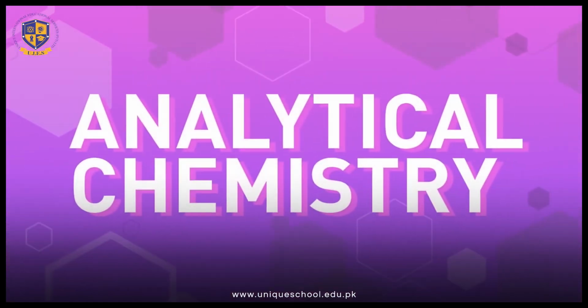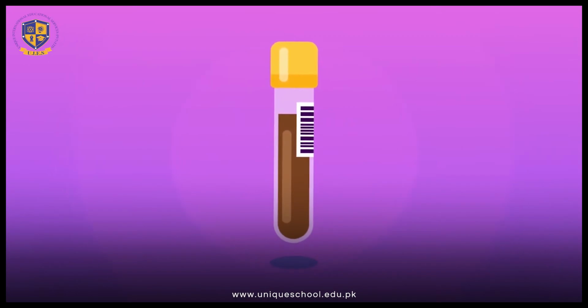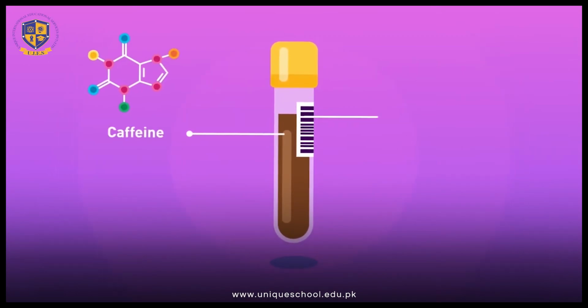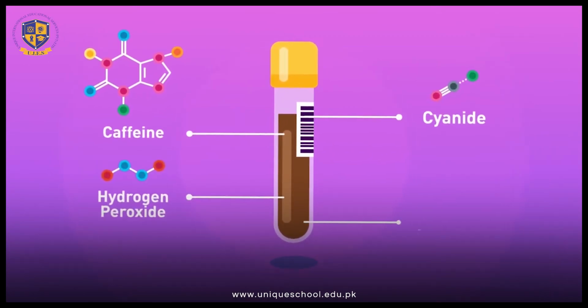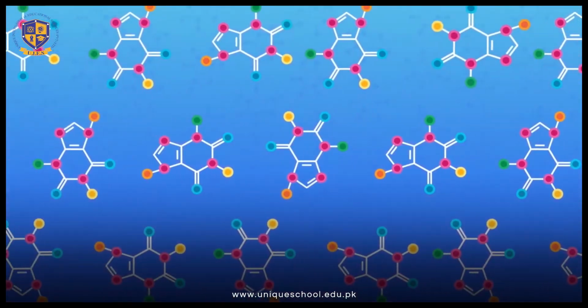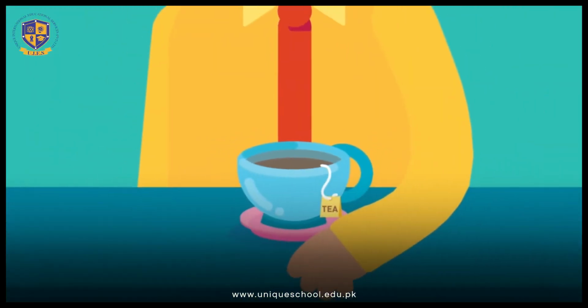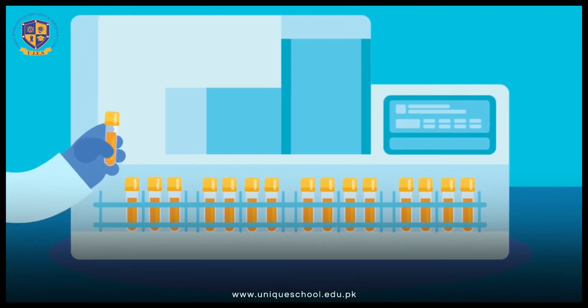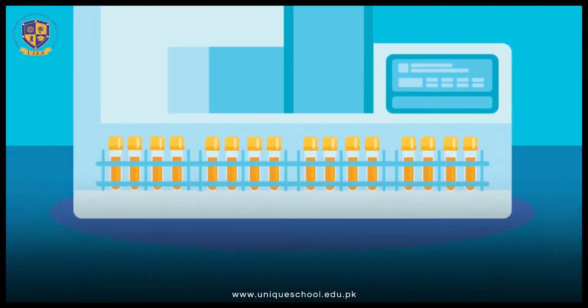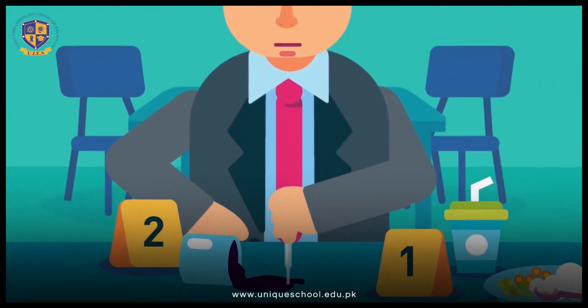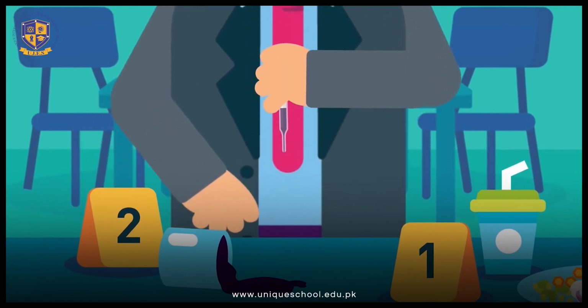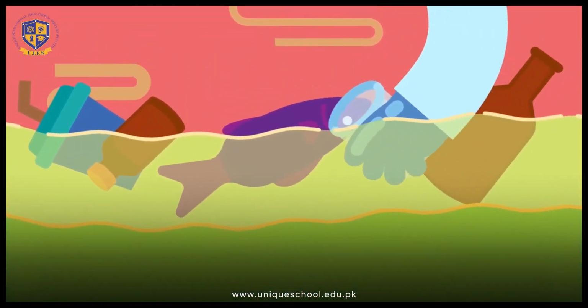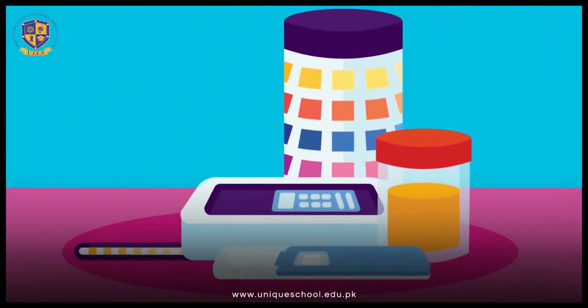Analytical chemistry. Analytical chemistry is the study involving how we analyze the chemical components of a sample. For example, how much caffeine is there in a cup of tea? Are there drugs in an athlete's urine samples? Examples of areas using analytical chemistry include forensic science, environmental science, and drug testing.